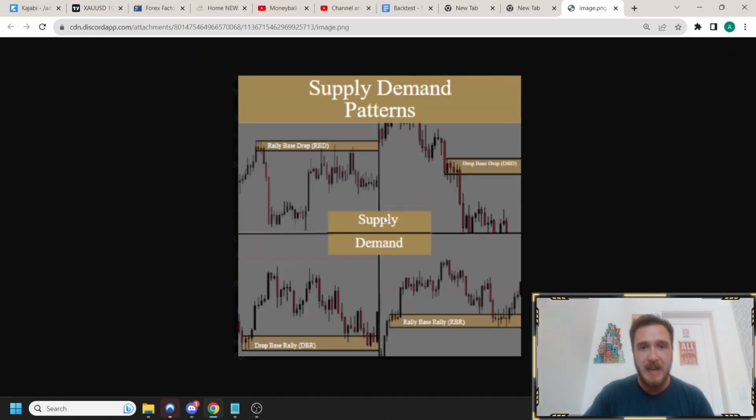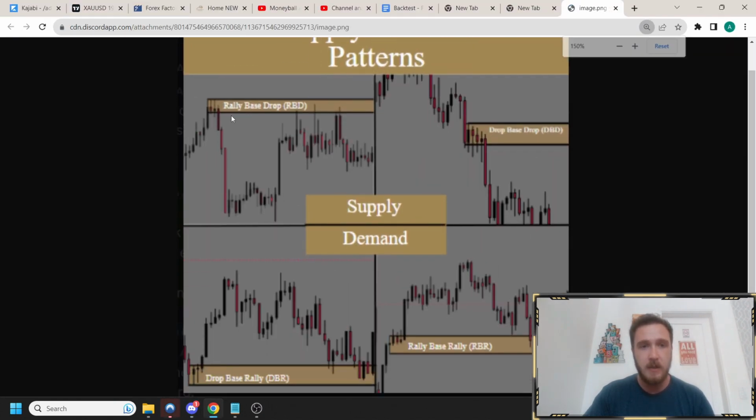Well, let me bring you guys a picture. The 4 patterns that we trade are up here. The 2 on the left, the rally-based drop, and the one on the bottom, the drop-based rally. These patterns work a lot better than the 2 continuation patterns, which are known as drop-based drop over here on the right and here bottom right, and the rally-based rally. So when it comes to your entry time frame, I strongly recommend only trading at these patterns. We're going to get into the nitty gritty of this.